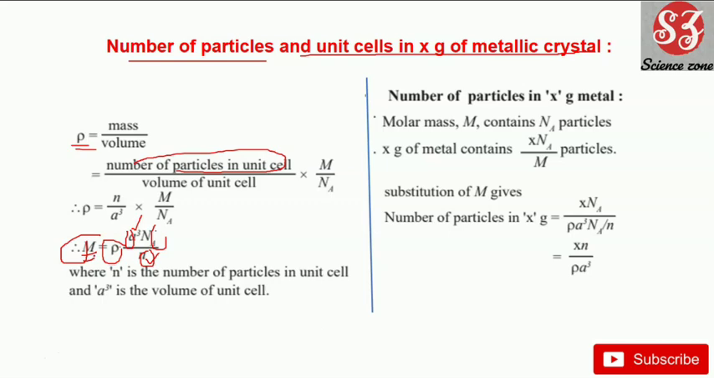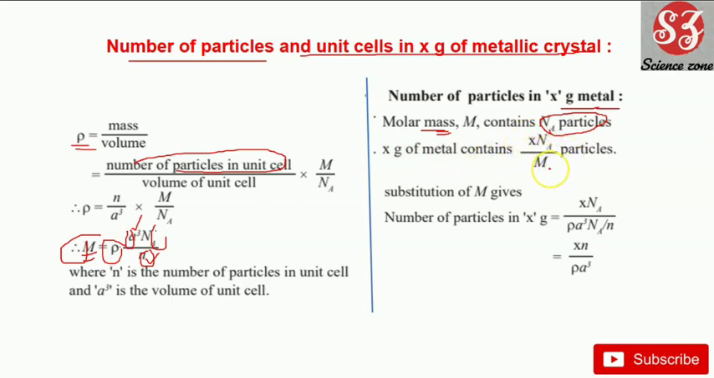Okay, once you are done with this, you have to go with the number of particles in x gram of metal. So how many particles are present in that x gram? For that, molar mass M contains Na particles, because 1 mole contains Avogadro number of particles, that is 6.023 into 10 raised to 23. So you must be knowing that 1 mole mass of the solid contains Avogadro number of particles. Therefore x gram of solid will be x into Na upon M.